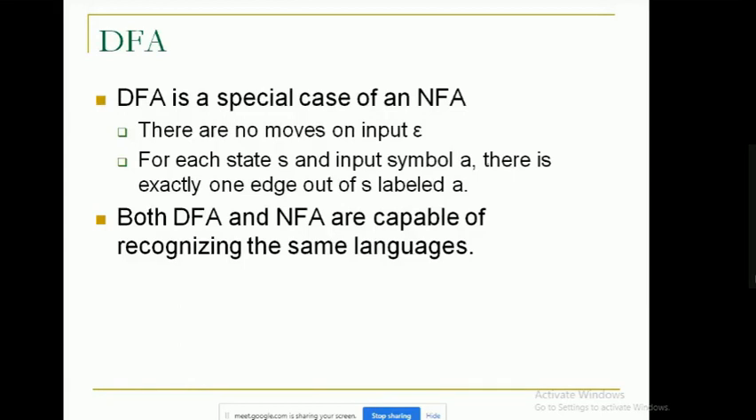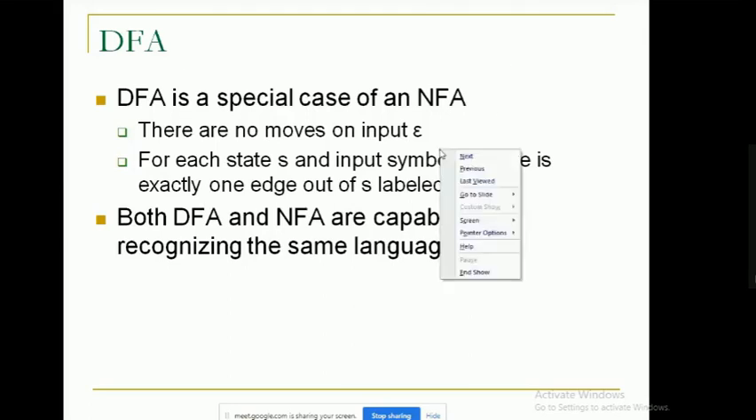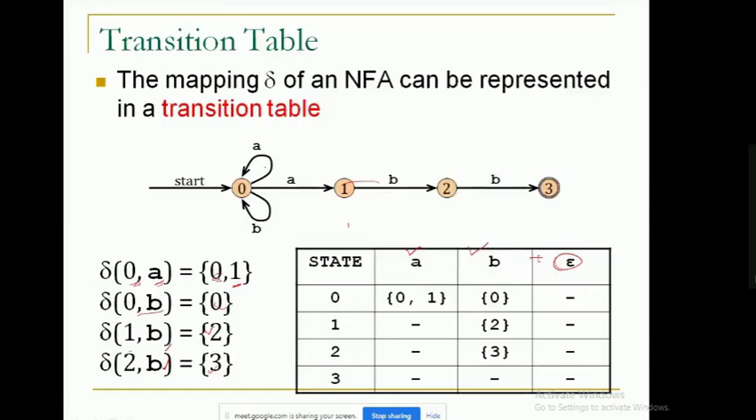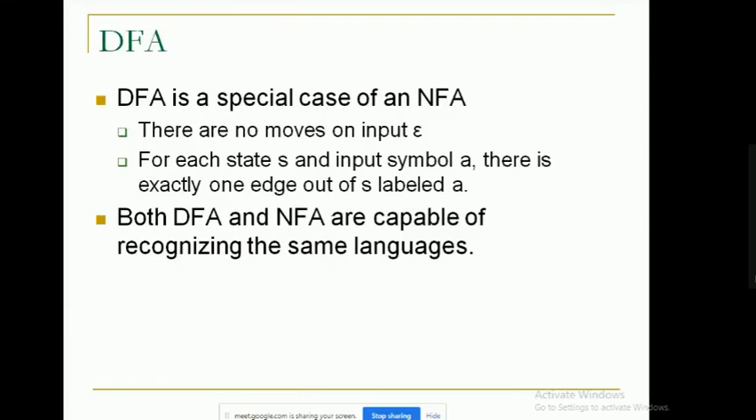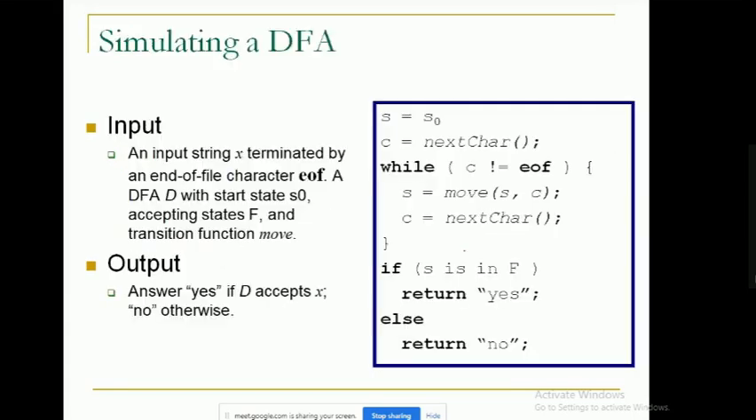And in the previous example, for each state on an input symbol, see, on A, it is moving to both 0 and 1, no? It is moving to 2 states. But in the case of DFA, it's not like that. From a state, on input symbol A, it should go to only one state. Okay. So this is the difference between NFA and DFA.